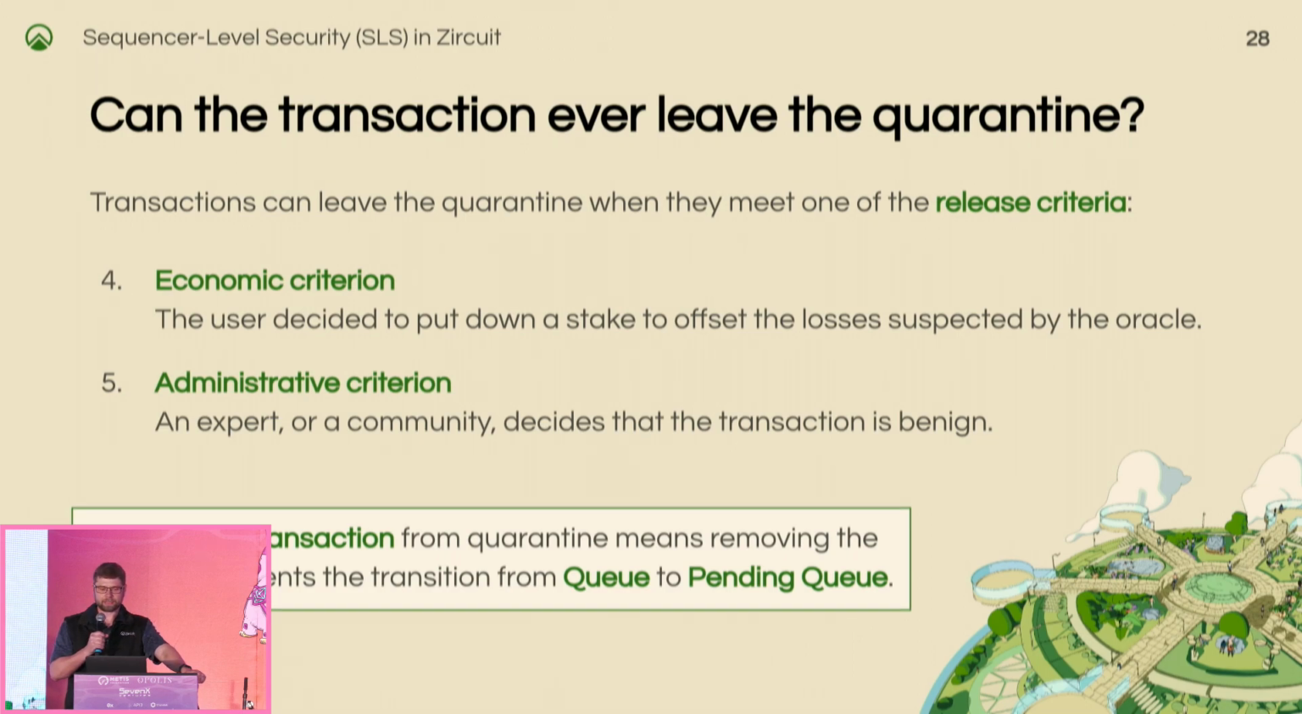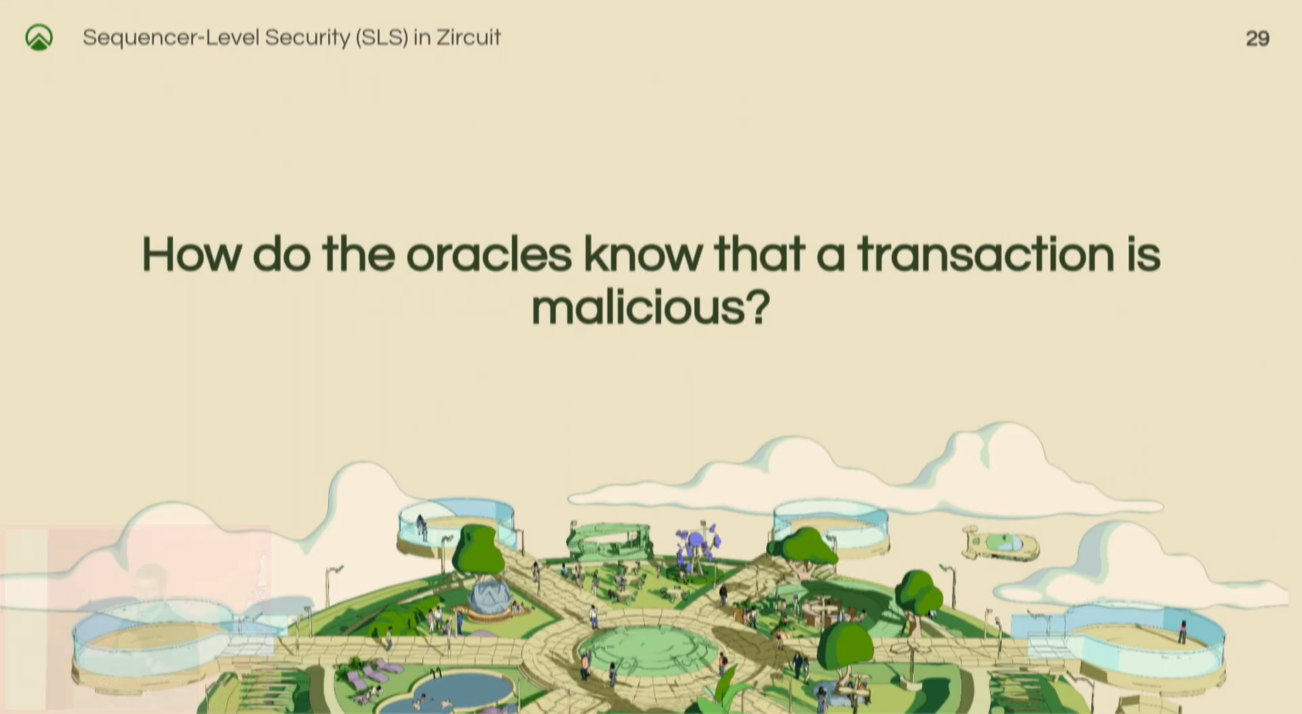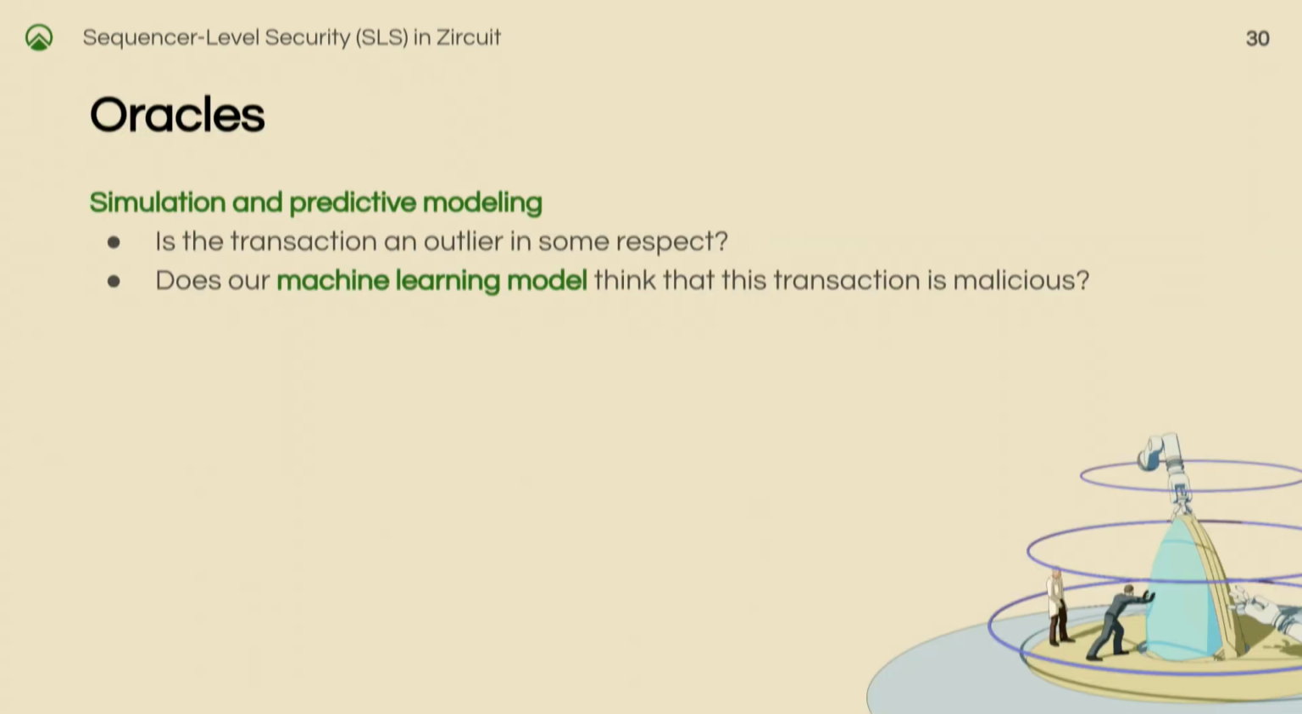Now, what exactly does it mean to release a transaction from quarantine? Going back to the implementation of the quarantine itself, we just remove that flag and the transaction can be moved from the queue to the pending queue, from which it can be included in the block. So this is exiting the quarantine, right? Cool. So how do we actually know that transactions are malicious, right? That's a very good question. I will say this: I don't.